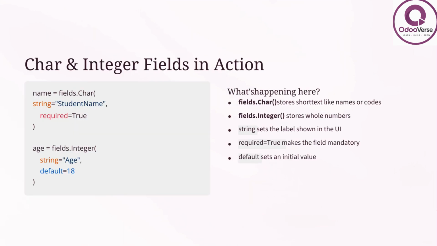Now let's understand char and integer fields practically. Here, fields.Char stores short text values like student names, and fields.Integer stores whole numbers like age. Now look carefully at these parameters. The string parameter defines the label shown in the Odoo interface. Required=True means the field is mandatory, and default sets an initial value automatically. So this is how we customize field behavior in Odoo.